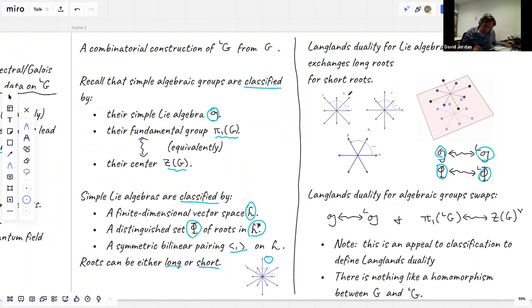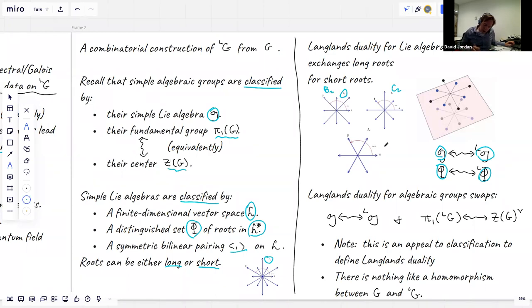For instance, this is the type B series. So this is B2, and this is C2. You see that to get the C2 diagram from the B2 diagram, you just swap the long and short roots. So here's a sort of playful picture of the duality: here's a type B root system looking in the mirror and it sees its Langlands dual.